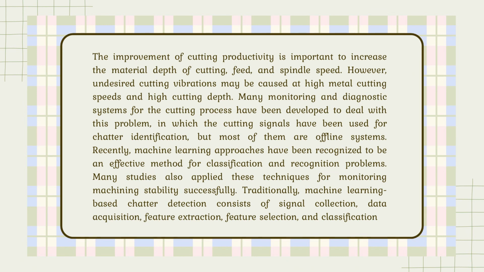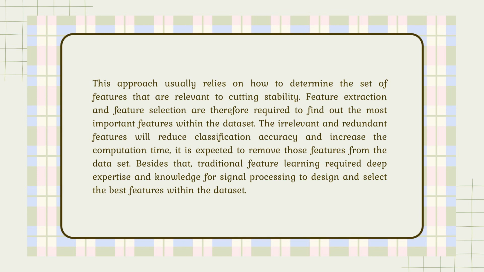Recently, machine learning approaches have been recognized to be an effective method for classification and recognition problems. Many studies also apply this technique for monitoring machining stability successfully. Traditionally, machine learning-based chatter detection consists of signal collection and acquisition, feature extraction, feature selection, and classification. This approach usually relies on how to determine the set of features that are relevant to cutting stability.